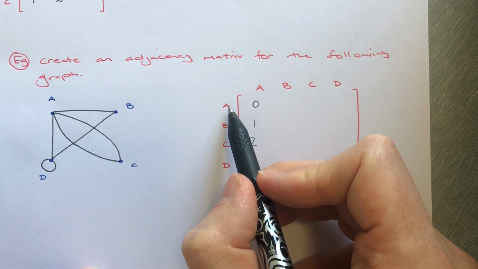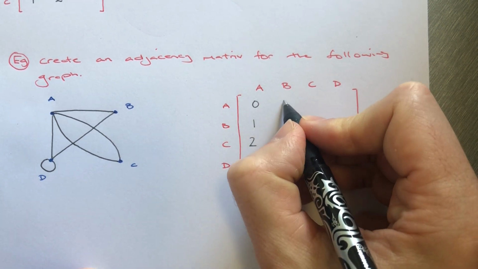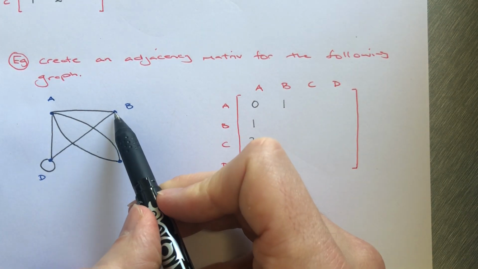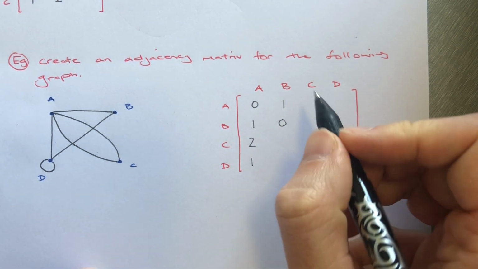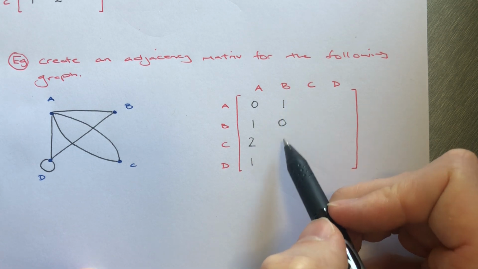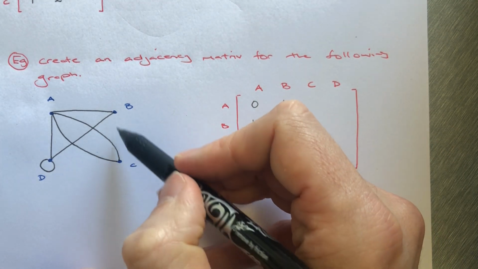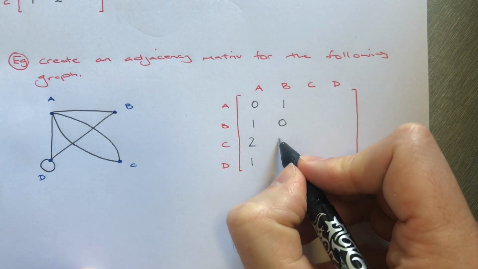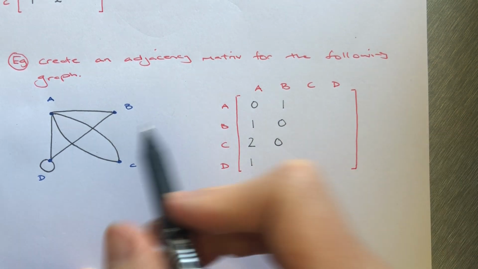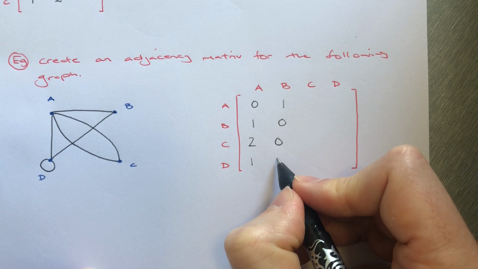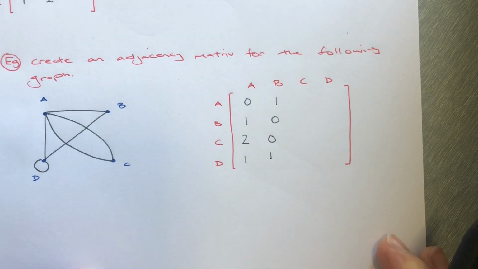All right, now again, let's go down this column and fill the same thing in. So how many connect A and B? We already worked it out before, that's 1. How many connect B and B? None. None leave B and come back to B, so that'll be 0. How many connect B and C? Doesn't look like any go from B to C, so that's 0 as well. And how many connect B and D? So there's one line that goes from B to D, so that'll be 1.